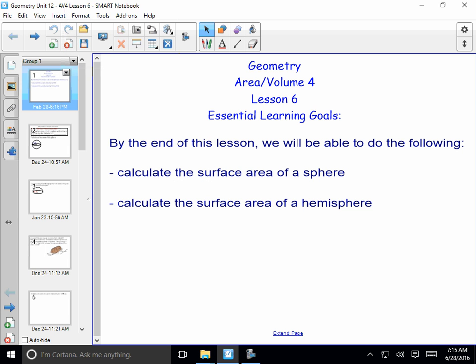Hello, and welcome to today's lesson where we're going to work with calculating the surface area of a sphere and the surface area of a hemisphere.